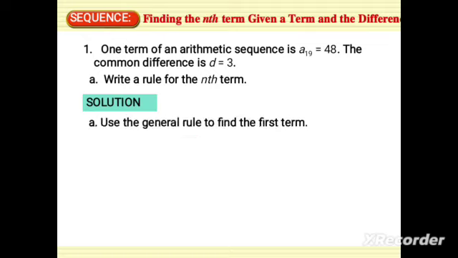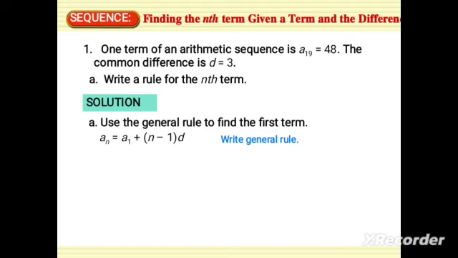And so we use the general rule to find the first term. The nth term is a plus (n minus 1) times d. And remember, it was the 19th term, so we write the general rule for that.